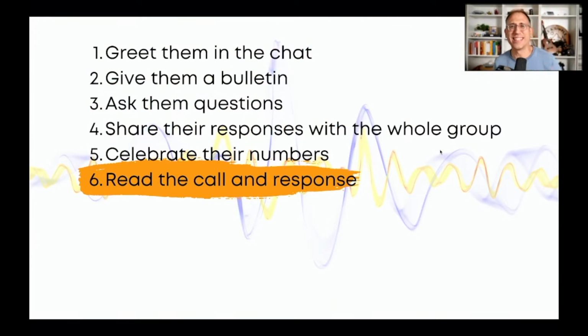Number 6. Read the call and the response. Okay, we're getting into some technical things here, but I think this is the stuff that's too often overlooked. If your church does calls and responses, responsive readings, we do a call to worship pretty much every Sunday that starts as a leader and congregant response kind of a thing. You've got to read the response.